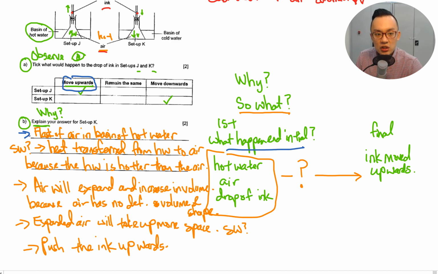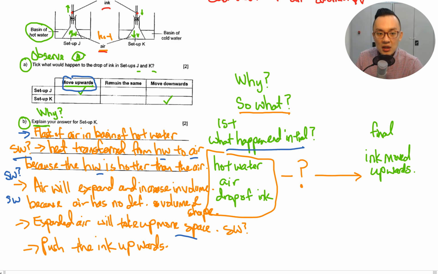So first of all, the initial condition is there was a flask of air in a basin of hot water, all right? Okay, so what? The next thing is heat is actually transferred from the hot water to the air because the hot water is hotter than the air and heat transfers from the hotter to the cooler. And so what if heat is transferred to the air? All right, so air will expand because it's heated up and will increase in volume because air has no definite volume and shape. And so what if the air expands? The air will then take up more space. And so what if the air takes up more space? The air will push the ink upwards, because it takes up more space.